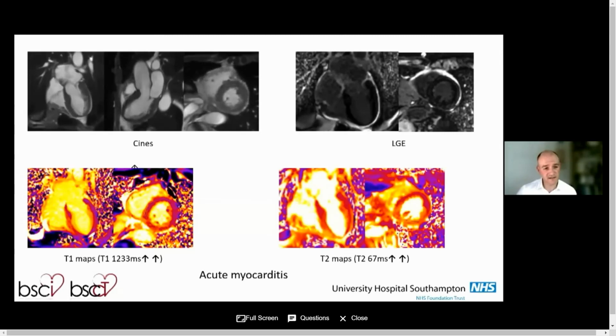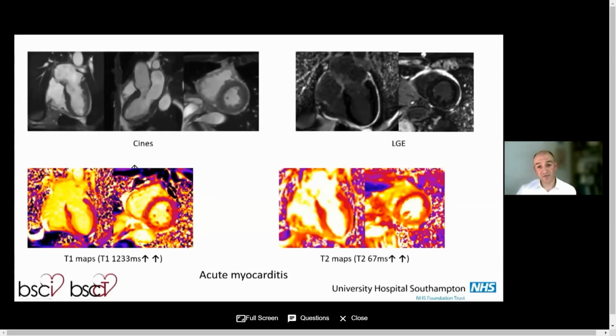For our scanner, normal range is normally between 950 and 1050 milliseconds for T1. So clearly 1200 is very elevated. And for T2 maps, anything over 50 milliseconds is clearly elevated, and we've got 67 milliseconds, which would tell me here that there is diffuse myocardial edema throughout the heart, and this was a case of acute myocarditis thought to be secondary to her COVID infection.